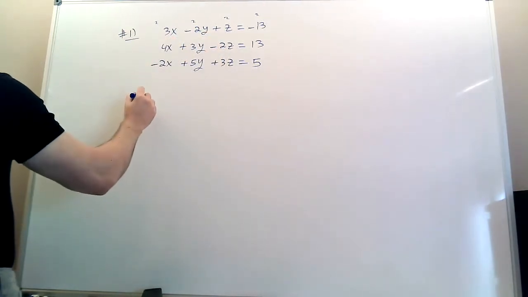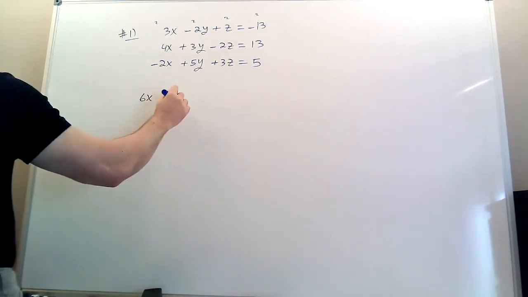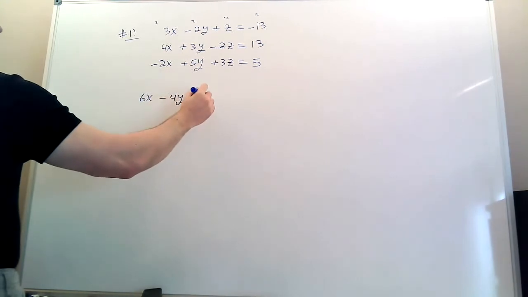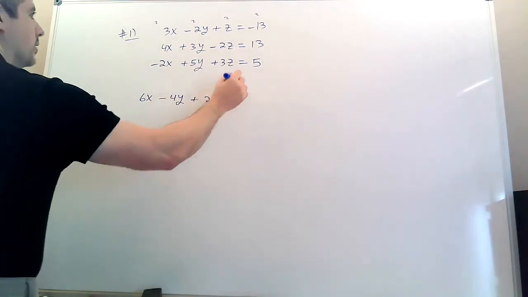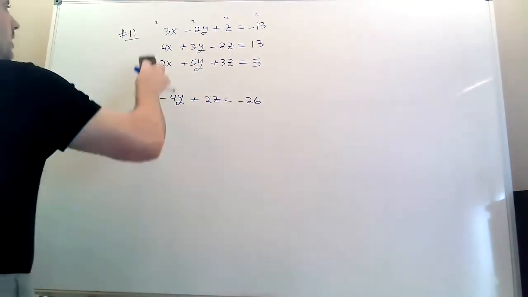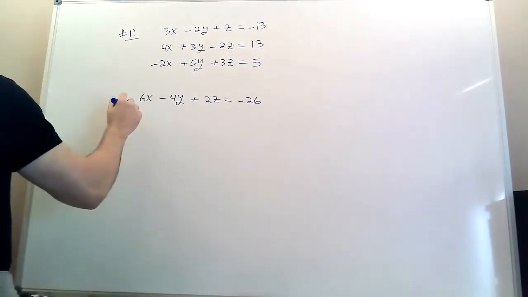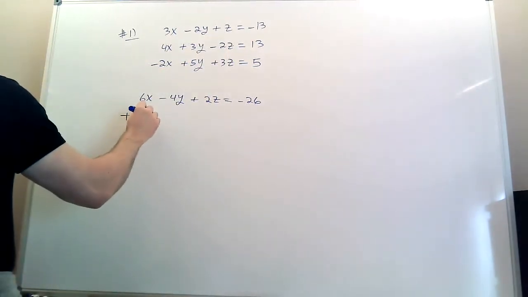So 3 times 2 is 6x. Negative 2 times 2 is negative 4y. This is where you got to be super careful. Plus 2z equals, and then 2 times negative 13. Right? Multiply everything by 2. Now I'm going to add that to the middle one.